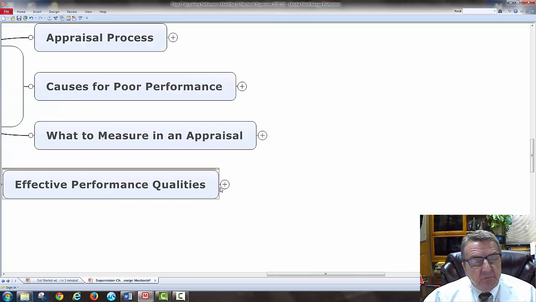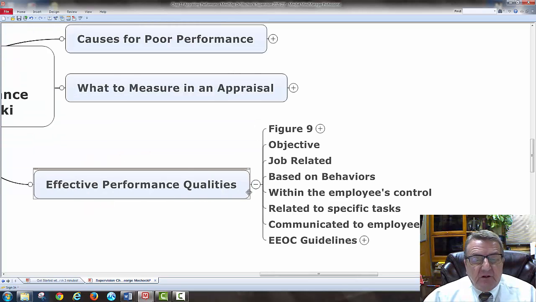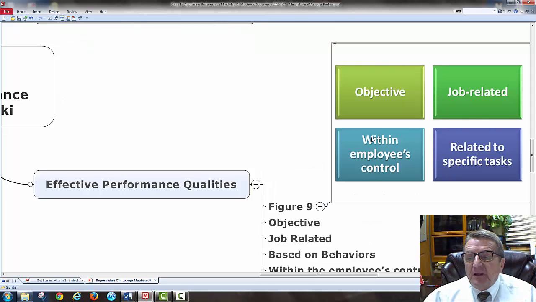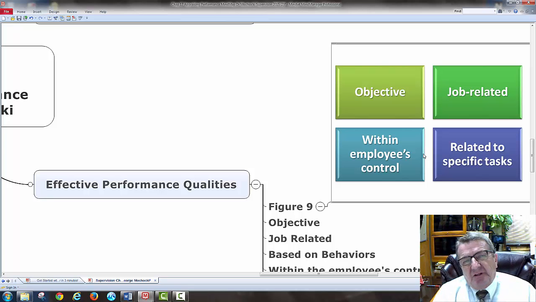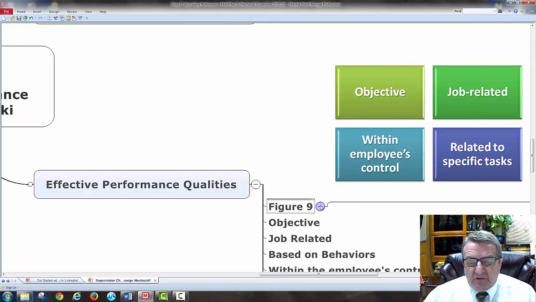Okay, effective performance qualities. If I look at this one, it has to be objective, it has to be job-related, within the employee's control. Don't make him do something that he or she has no control over. If it's another department that's slowing it down, he or she gets it in there, but it's not on their priority list, and everything is late, and then we'll look at it. They turn it in on time, but it wasn't processed by the other department. How could I blame this individual? I can't, you know what I mean? So you have to make sure it's under control, related to specific tasks. Okay, so that's basically all this is here.